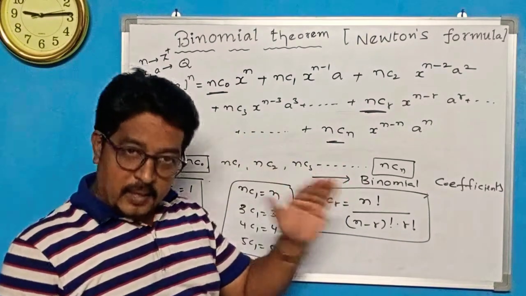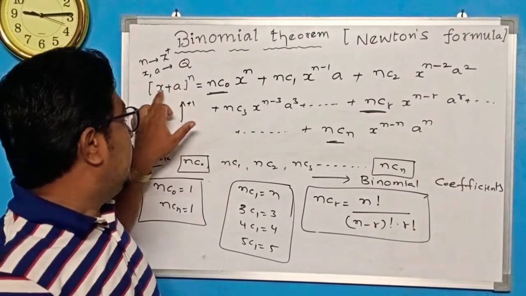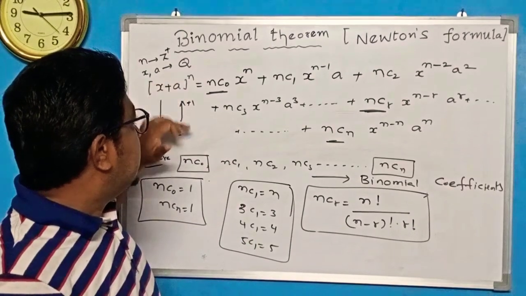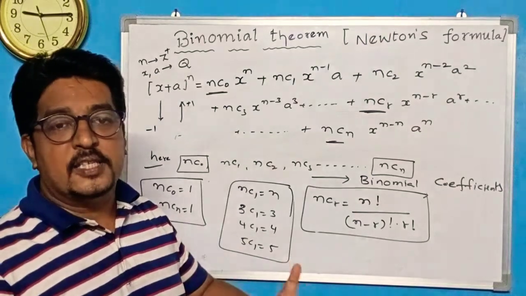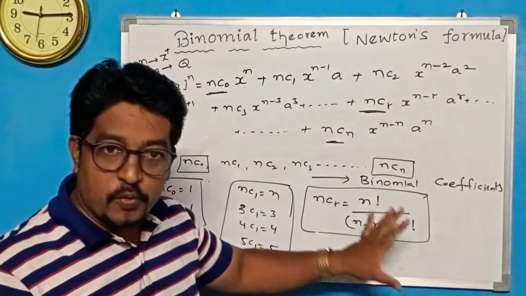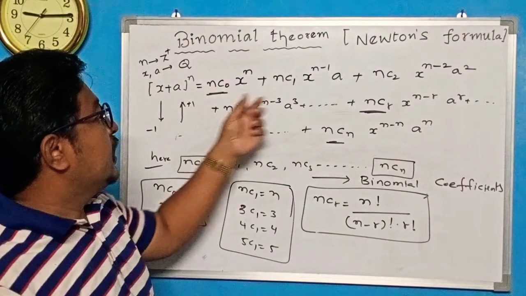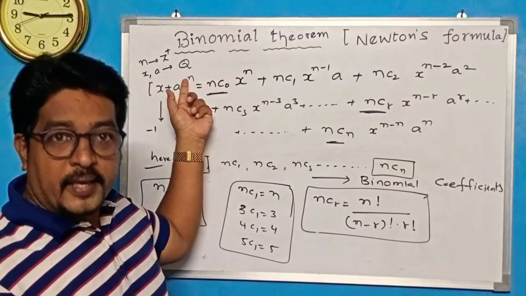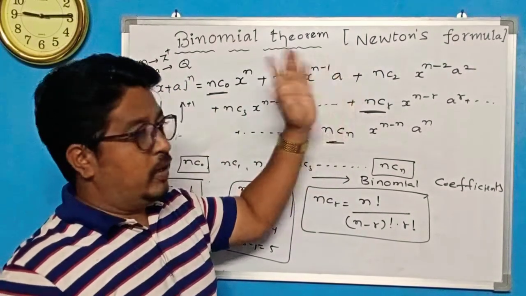What is the binomial theorem? Once again, (x plus a) whole to the power of n. The power of x decreases by 1 and the power of a increases by 1. Before we recall this whole concept, nC0, nC1, nC2 are called the binomial coefficients, right? x power n is the highest power of the coefficients. Each power must be equal to the highest exponent value. n minus 1 plus 1 is n only.